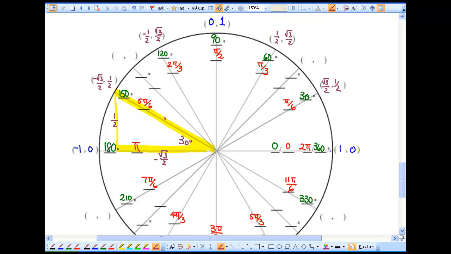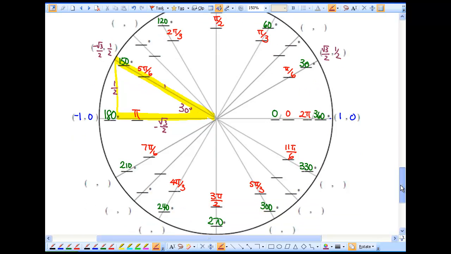Got it? Okay. I'm going to ask you to do the same thing for all the other ones. That's 210 degrees, 240 degrees, 300, and 330. Okay? You go ahead and do that. I will ask you to stop the video and start it after you're done so you can check your answers with mine.